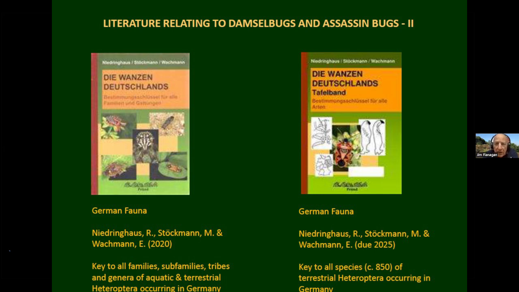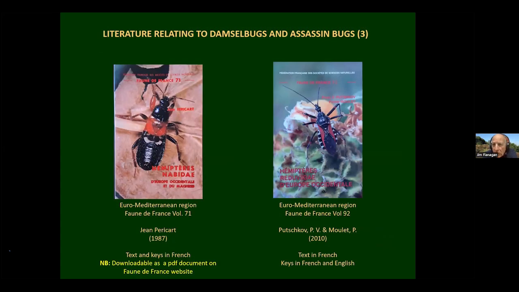This is the French fauna. The Nabid volume on the left-hand side you can download from the Faune de France site, so that's absolutely free, but not the Reduvid on the right-hand side, not yet anyway. That was published in 2010, so they tend not to do that with the more recent publications for a while.